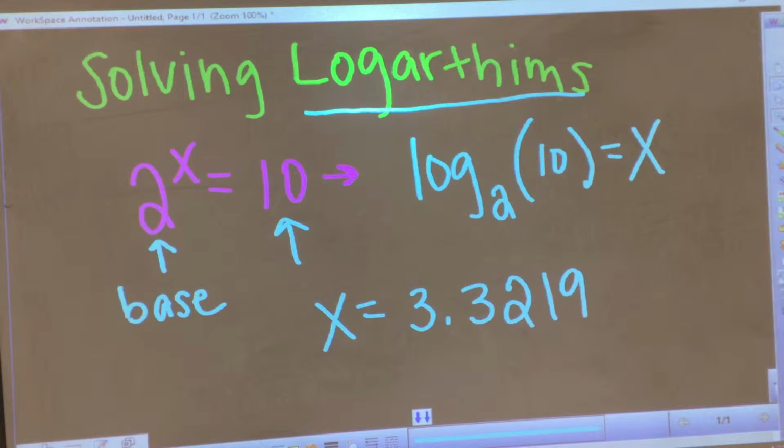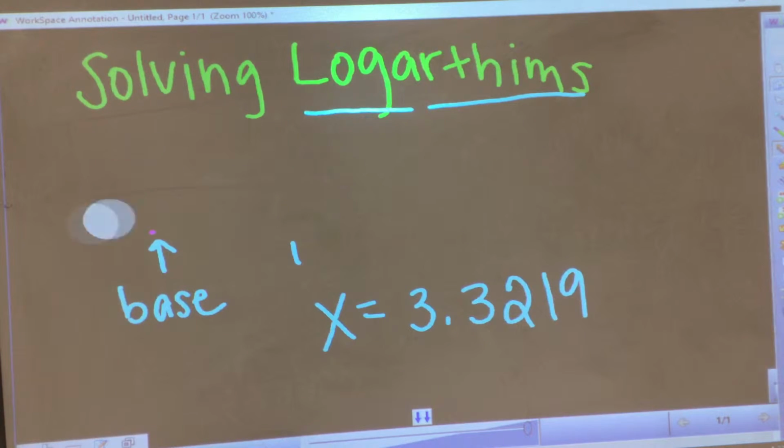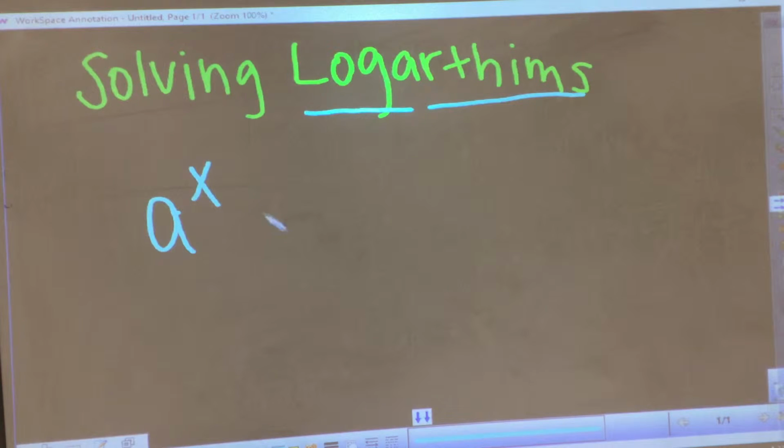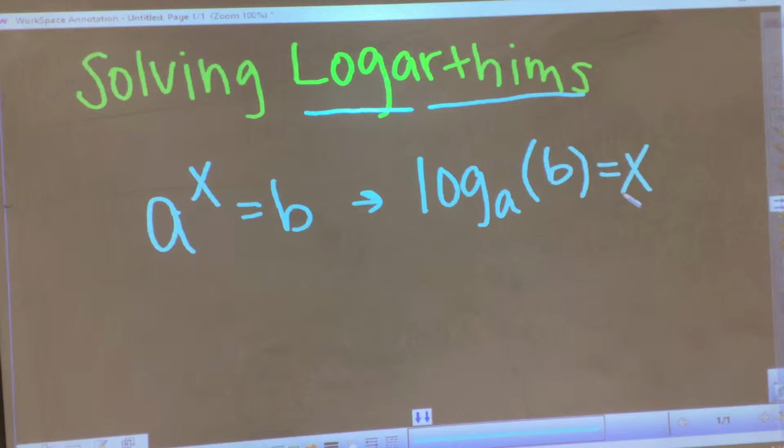Okay, so I guess a formal definition: when a to the x power equals b, then that means log base a of b equals x. And we could go backwards, starting with the log. We could write it using an exponent. So what is this going to look like for us?